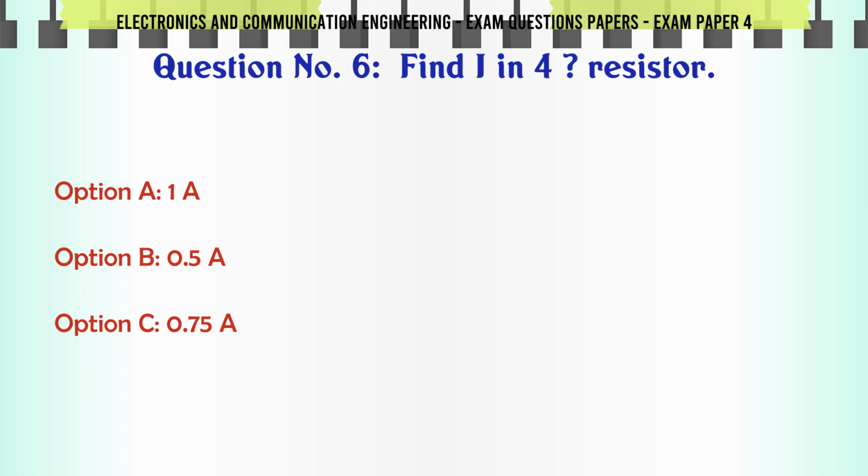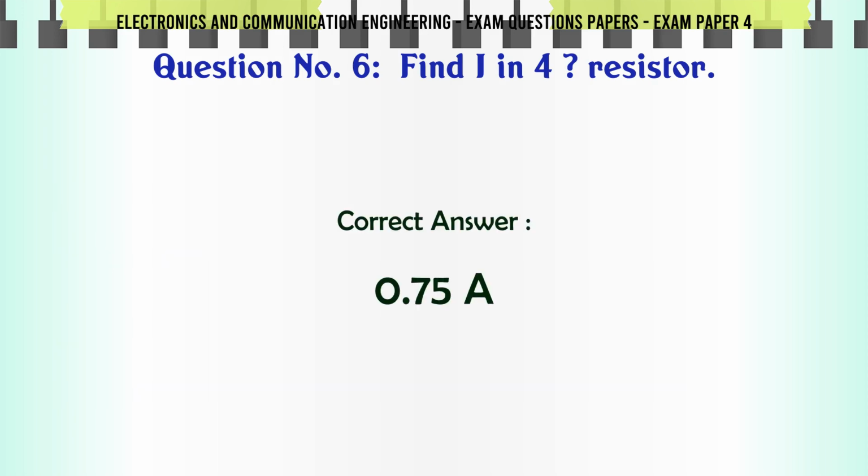Find I in the 4 ohm resistor. A. 1A, B. 0.5A, C. 0.75A, D. 0.95A.